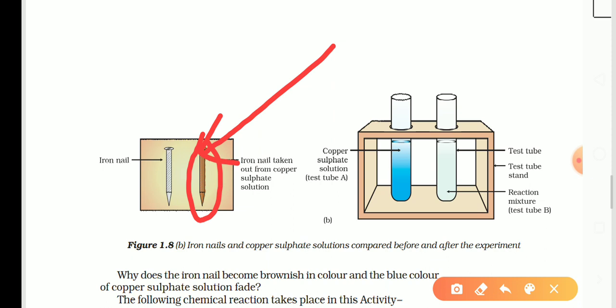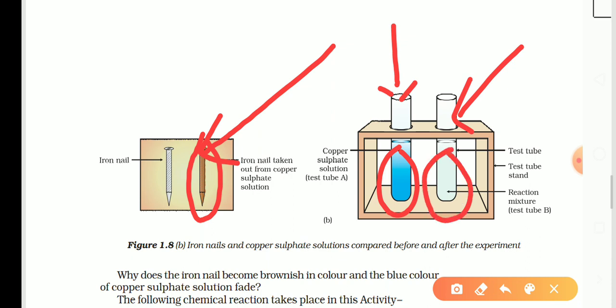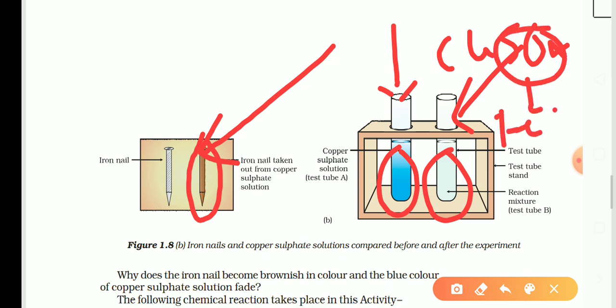Okay, and look here in the test tube, you can see a high intensity of blue color, and in here the intensity of blue color is less, because whenever there is more amount of CuSO4, there would be more blue color. And since the CuSO4 is converted to FeSO4, the intensity of blue color is getting reduced. Okay, and what happened there?